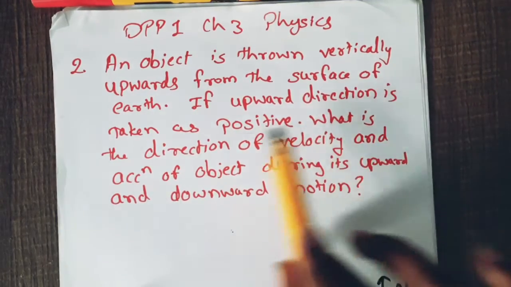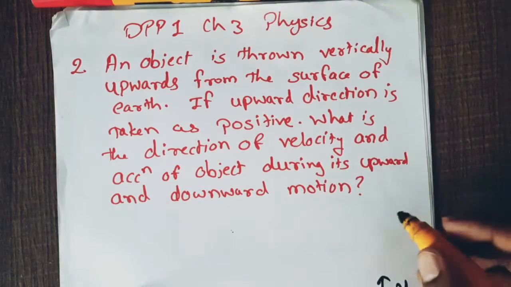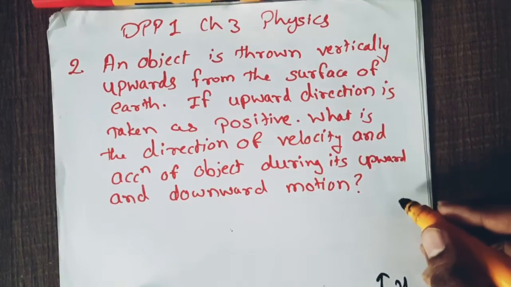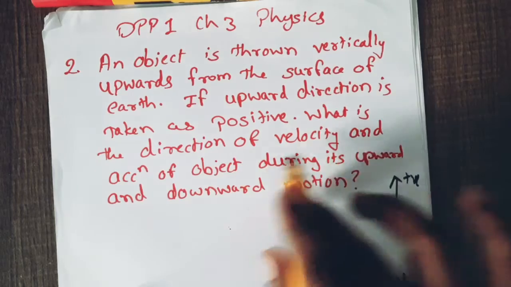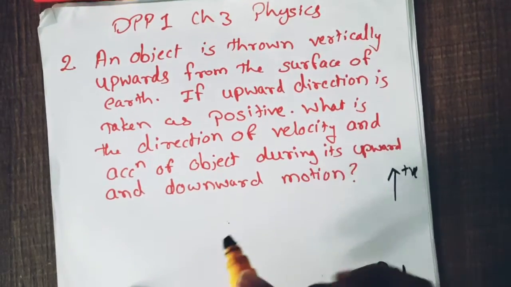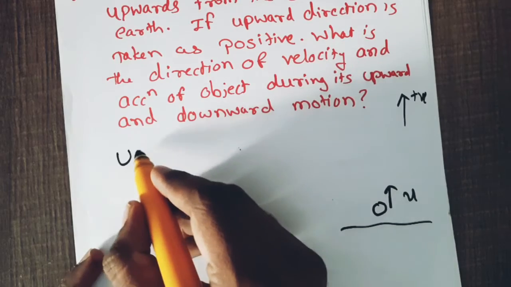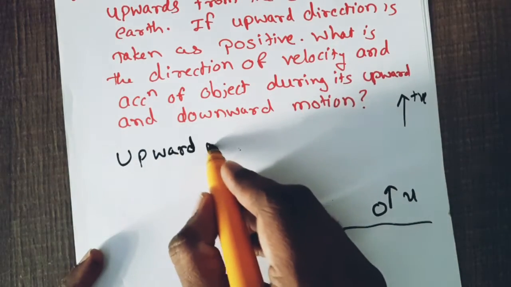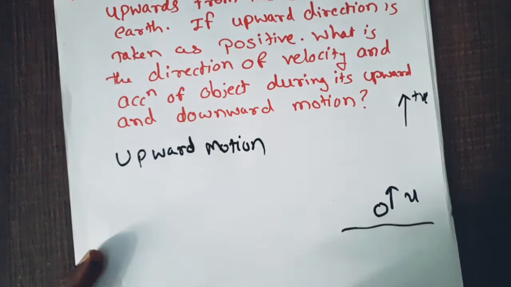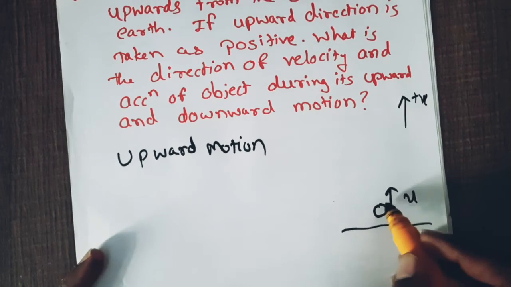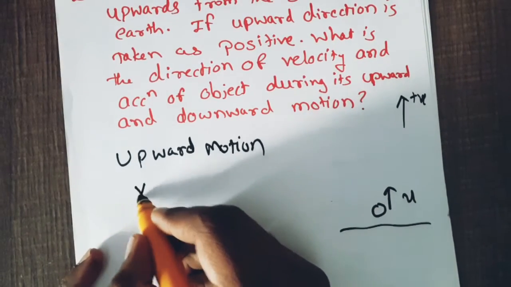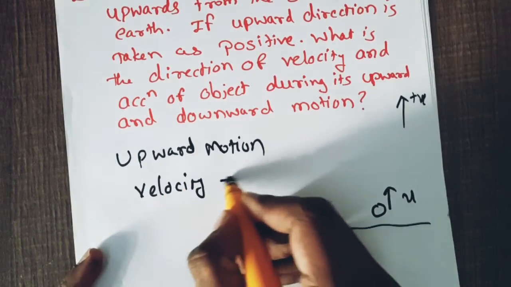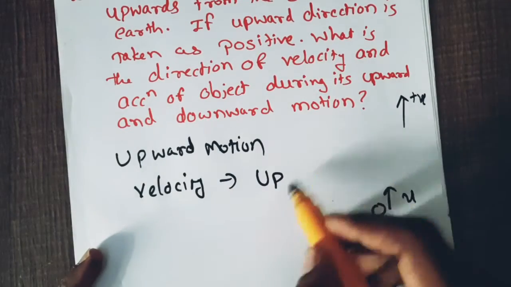If upward direction is taken as positive, so let us say this is the y axis or displacement axis, and this is the positive direction. What is the direction of velocity and acceleration of the object during its upward and downward motion? So during upward motion, if we look at the direction of velocity, since the object is moving upwards, its displacement is in this direction, so its velocity is also in this direction. So velocity is in upward direction, or we can say velocity is positive.